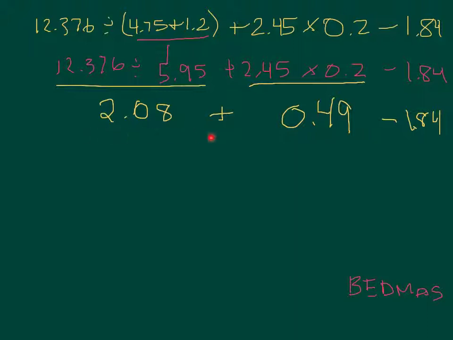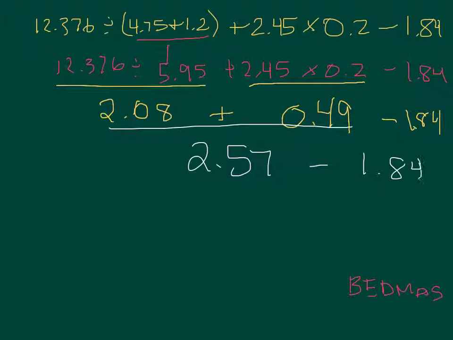So I'm starting with left, and I see that my addition comes first and my subtraction comes next. So my first step is to solve this addition equation. I'm just going to use another color here. So 2.08 added to 0.49 is 2.57. And then my last step is to subtract 1.84. So that's my last step. So when I do that, my answer comes out to 0.73.